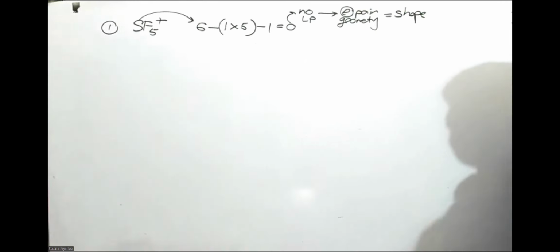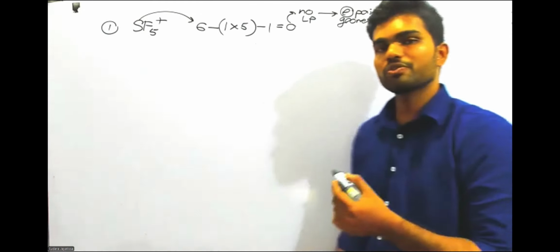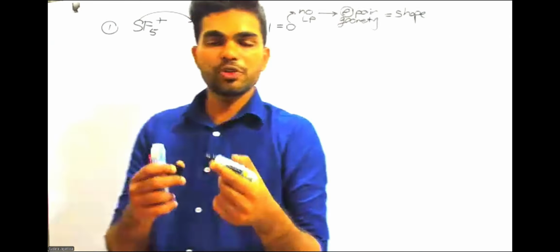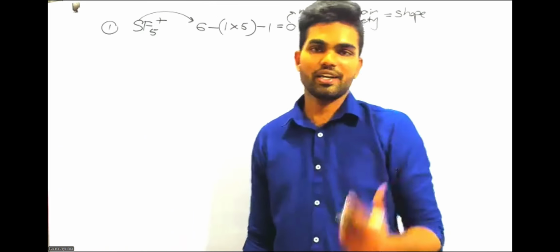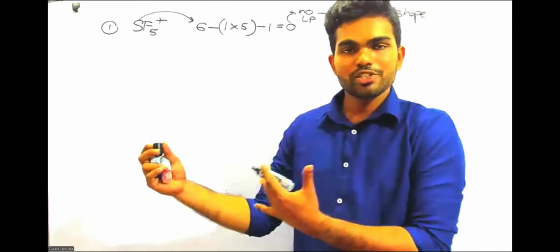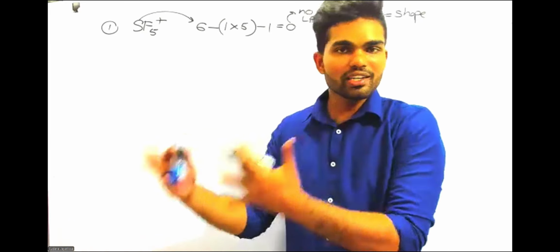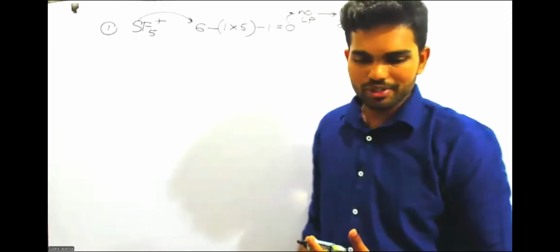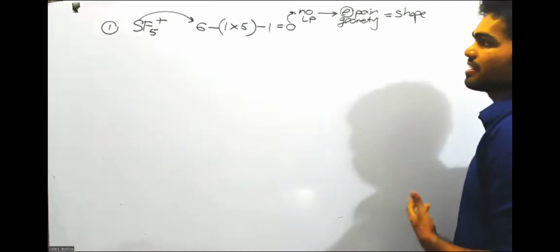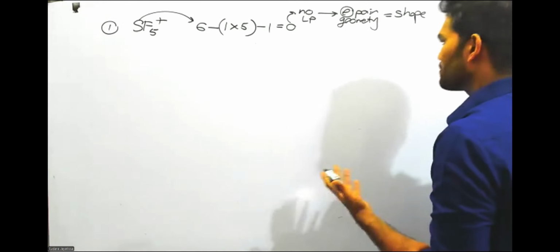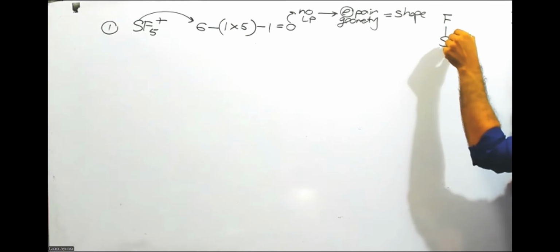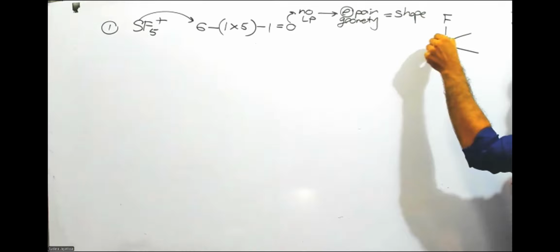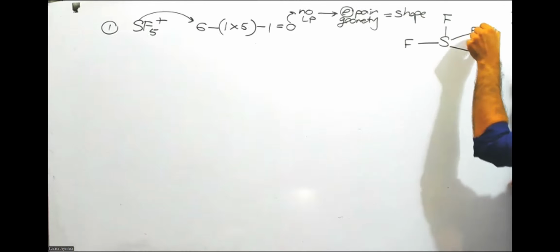So no need to draw the molecule. If you just look for the lone pairs around sulfur, you will understand there are no lone pairs. So electron pair geometry and shape are going to be equal. Understood? For understanding, you can draw the molecule also if you want. So SF5 plus is going to be a trigonal bipyramidal molecule.